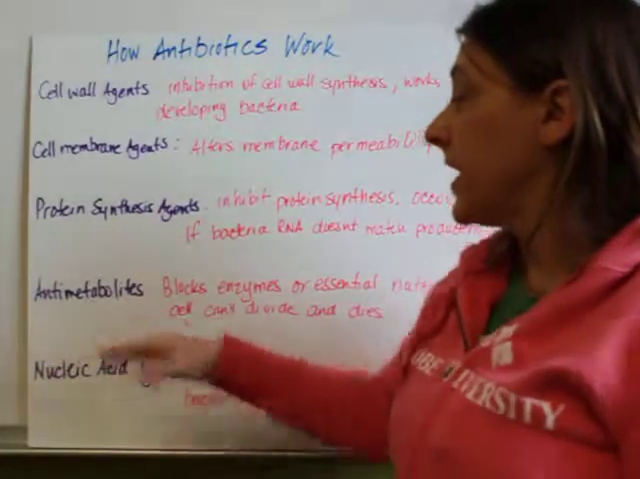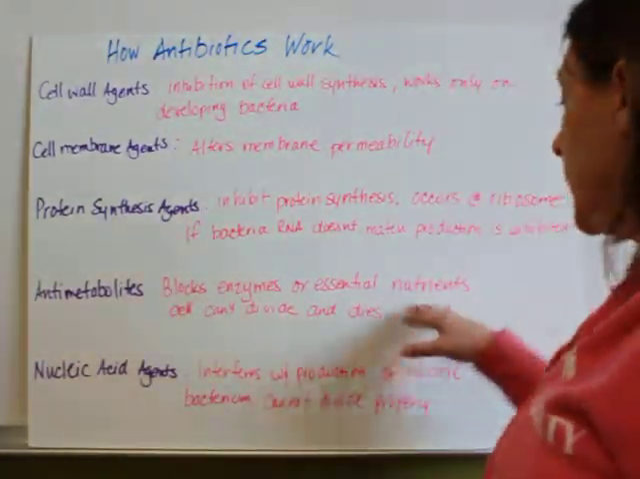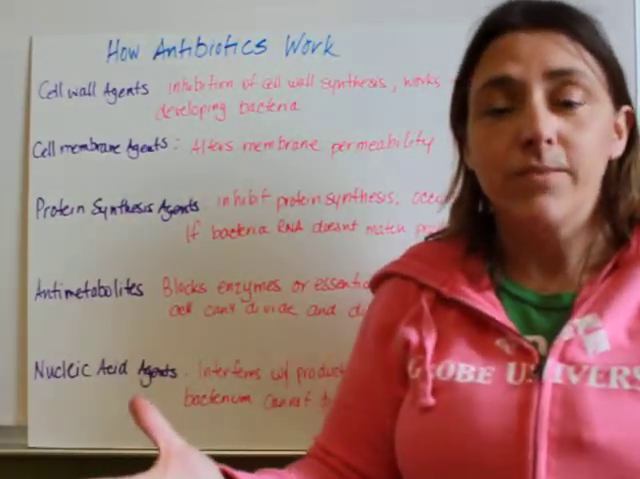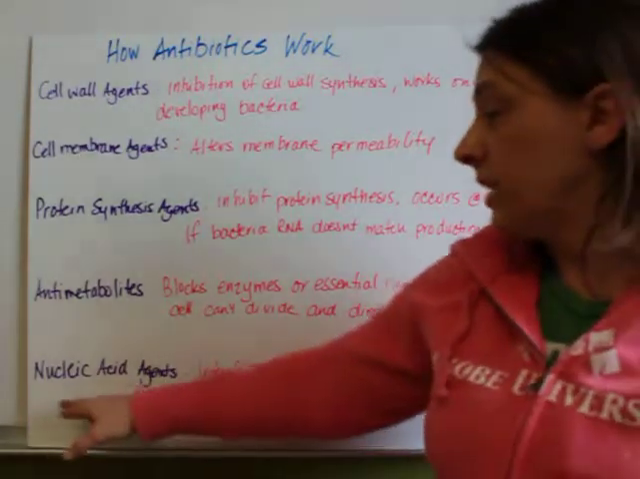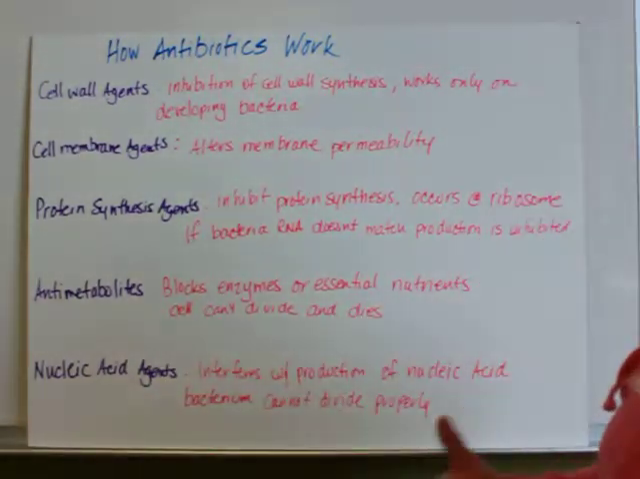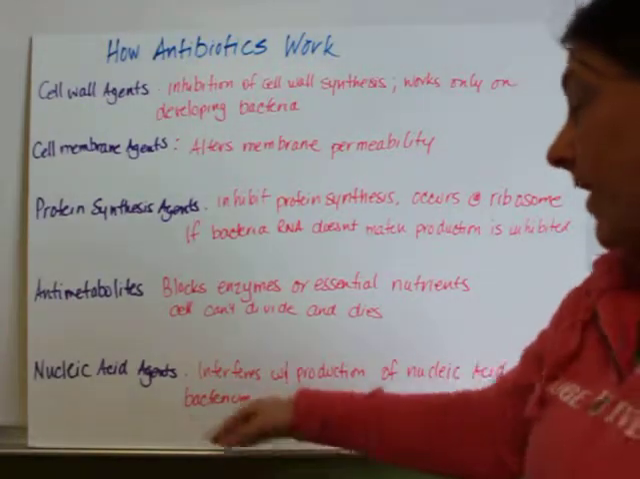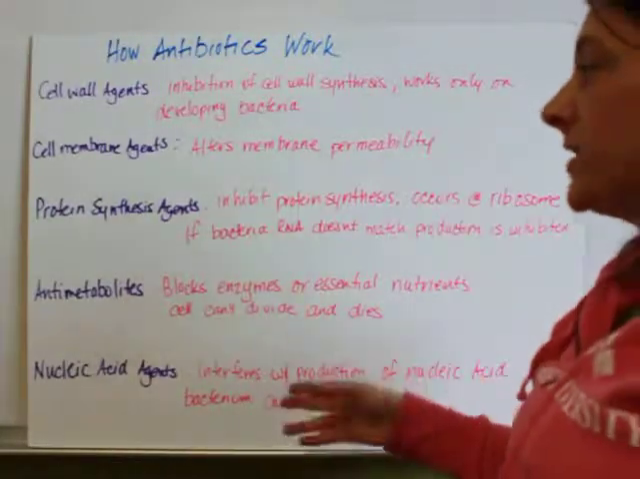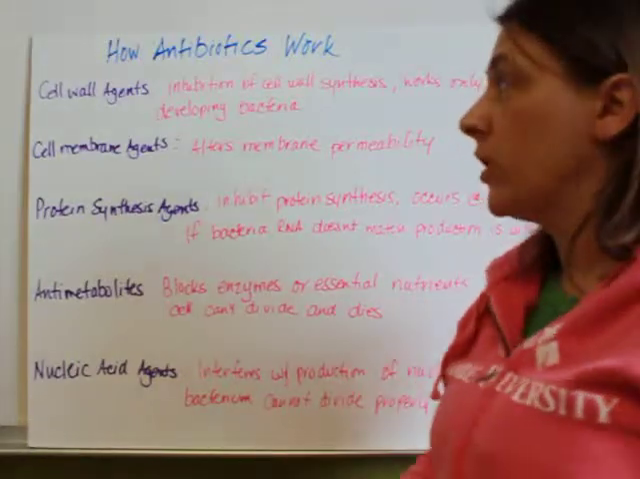Okay. Then there's antimetabolites, and these block enzymes or essential nutrients to the bacterial cells so they can't divide. Okay. And then they die. Then there's nucleic acid agents, and these interfere with production of nucleic acid, and basically then the bacteria cannot divide properly. So there's 5 different ways really that we're going to talk about how the antibacterials work.